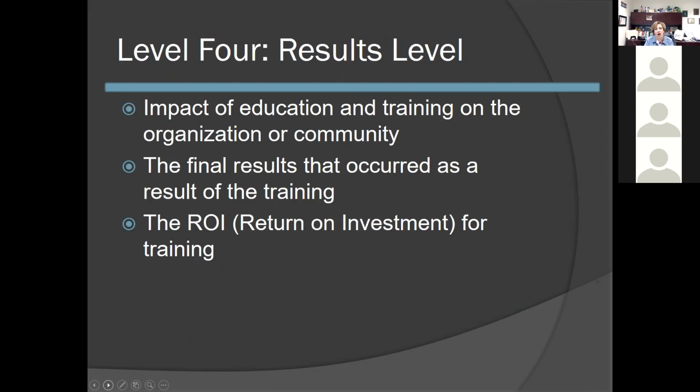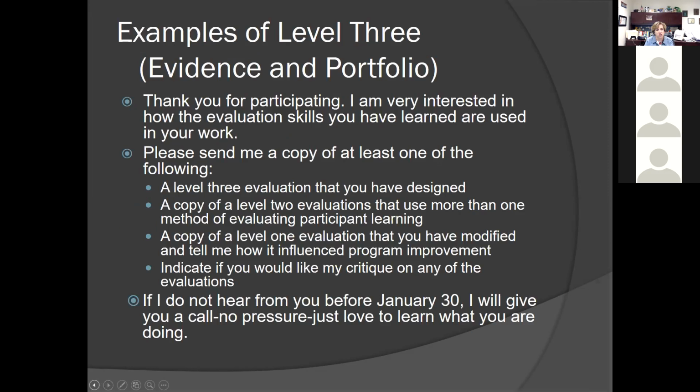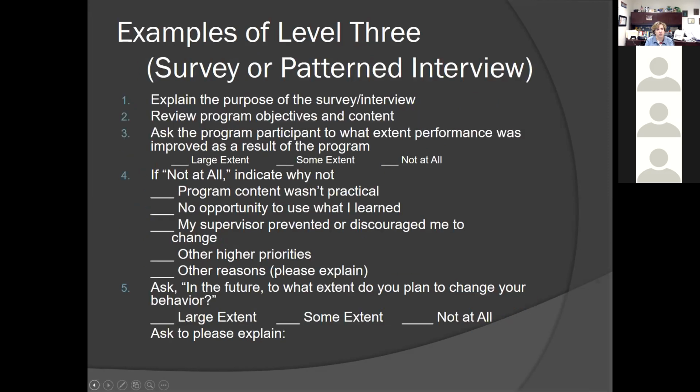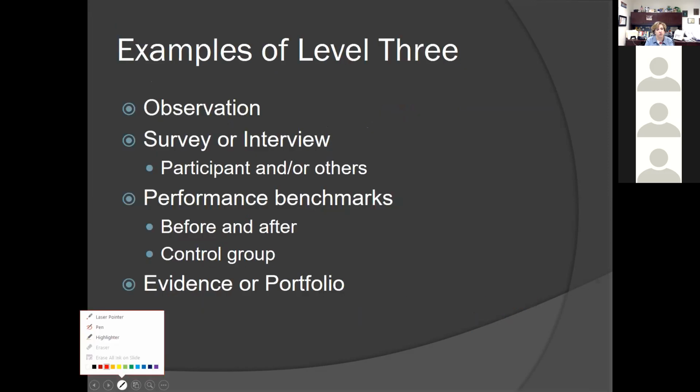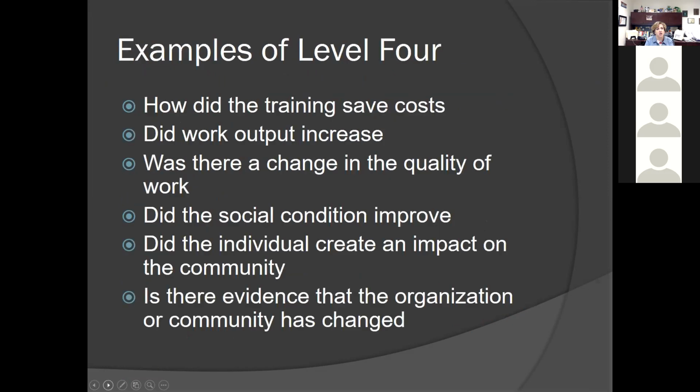Okay, level 4. Again, very rarely do we use this in extension at all, but it looks at the impact of the education or the training on the organization or the community, the final results that occurred, and then the return on investment. Oops, I went the wrong way. Sorry, guys. So, how did the training save us costs?